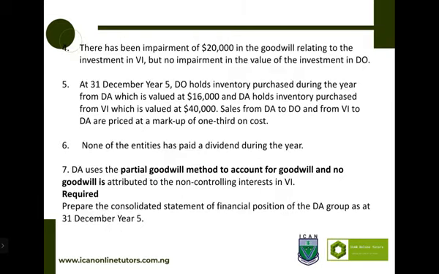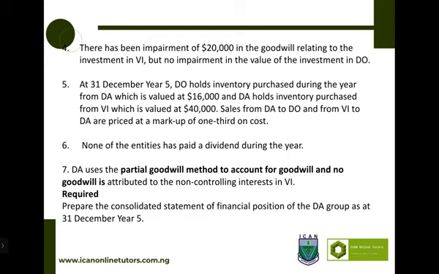Additional working note 4. There has been impairment of $20,000 in the goodwill relating to the investment in V, but no impairment in the value of the investment in DO. At 31st of December year 5, DO holds inventory purchased during the year from D, which is valued at $16,000, and D holds inventory purchased from V, which is valued at $40,000. Sales from D to DO and from V to D are priced at a markup of 1/3 on cost.